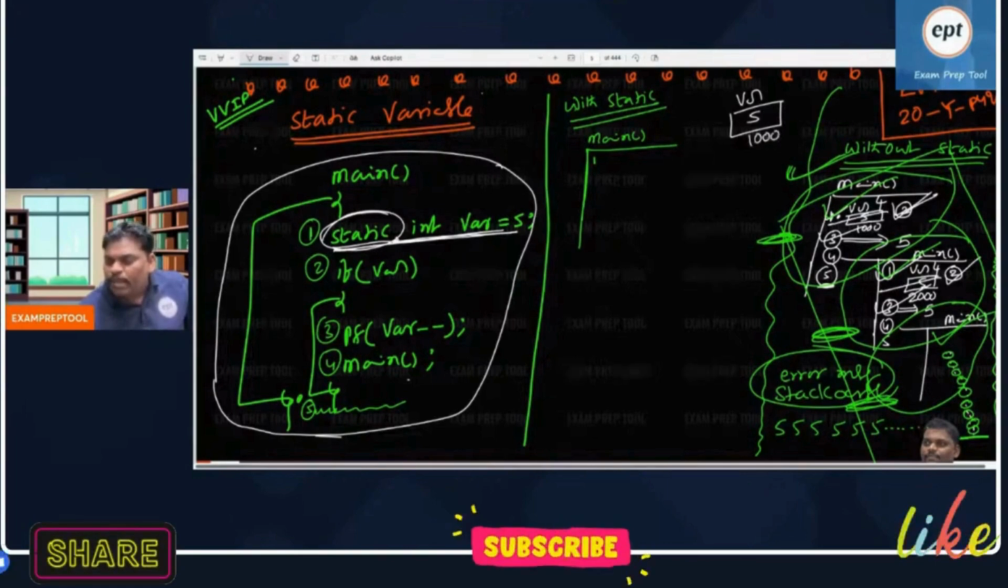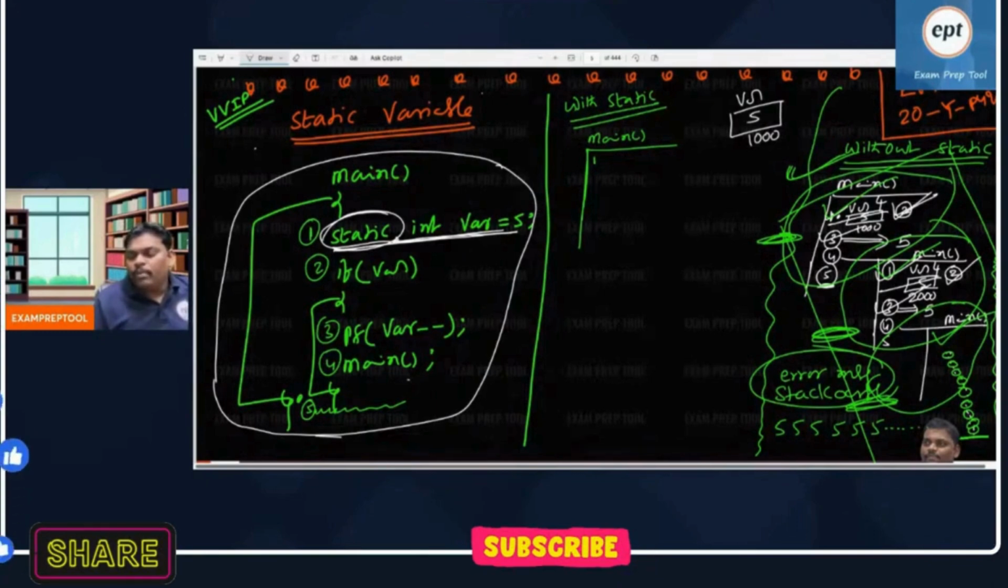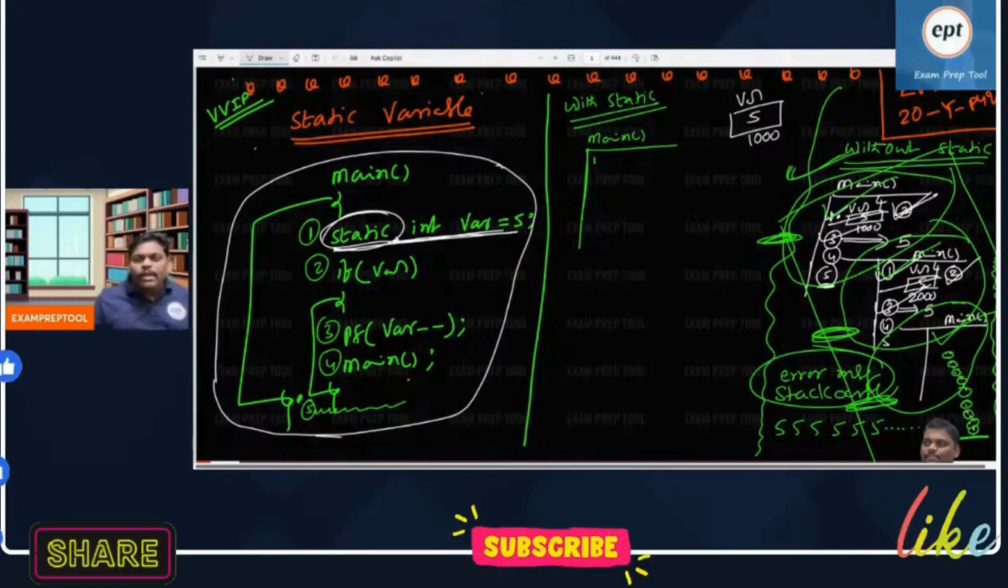Can anyone guess where memory will be allocated? Compile time memory means where will memory be allocated? By seeing static, even though it is a local variable, memory will be allocated at compile time itself. Can you say where? In the static area. Some people are asking how local variable memory can be allocated in the static area. What is the answer? Because in the program you wrote static. If you don't write static, by default local variable memory will be in the stack area.